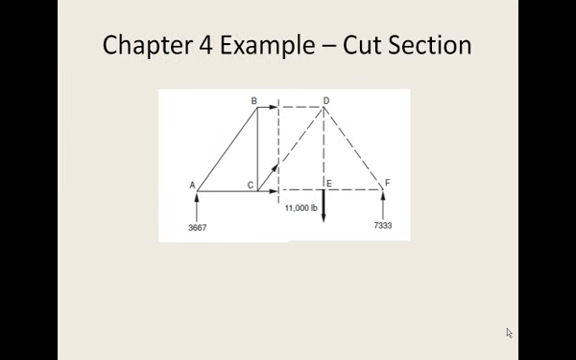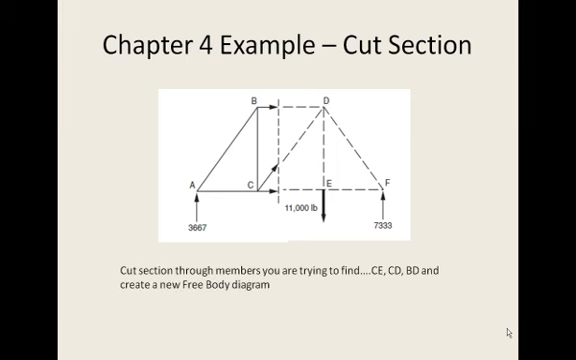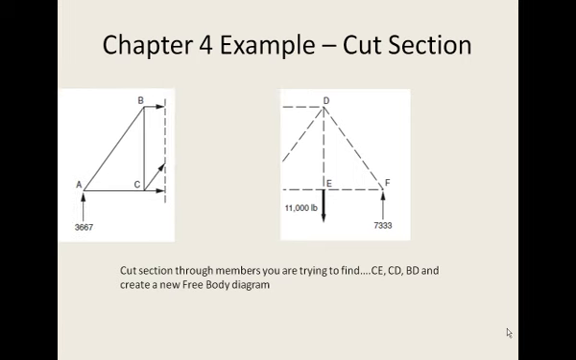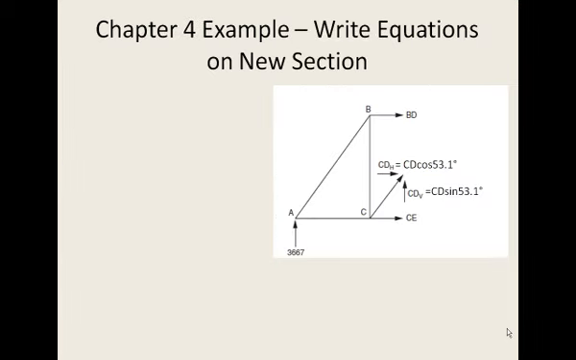The first thing that we want to do is to cut an imaginary section line through the members that we hope to find forces for. In this case, we draw a section line through CE, CD, and BD, and this is going to create a new free body. We can use either side, but in this case I'm going to use the left side, and basically I pull that part of the section away and that becomes my new free body.